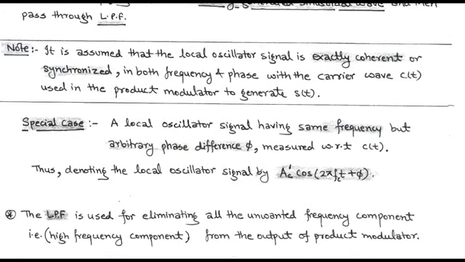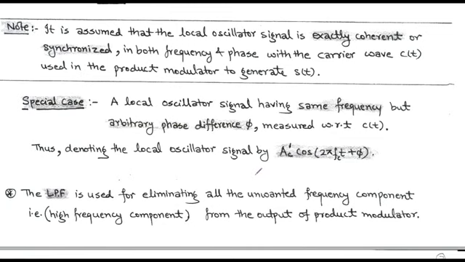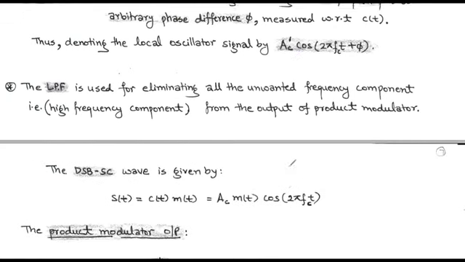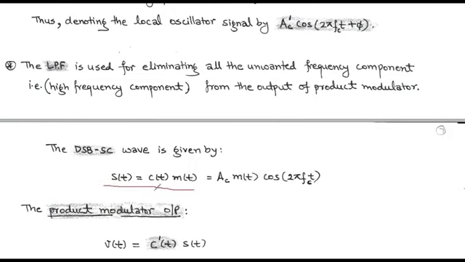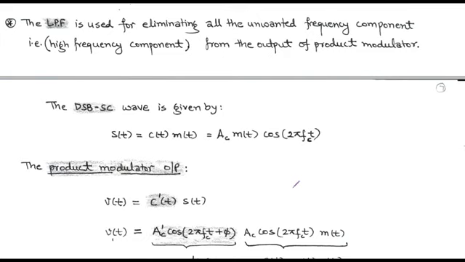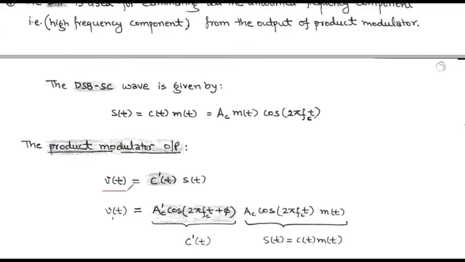We know that the double sideband suppressed carrier wave is given by the product of carrier and message signal, that is S function of t equals AC cos 2 pi fct into M function of t, that is message signal. Now the output of the product modulator is V function of t, and it is equal to C dash function of t into S function of t.